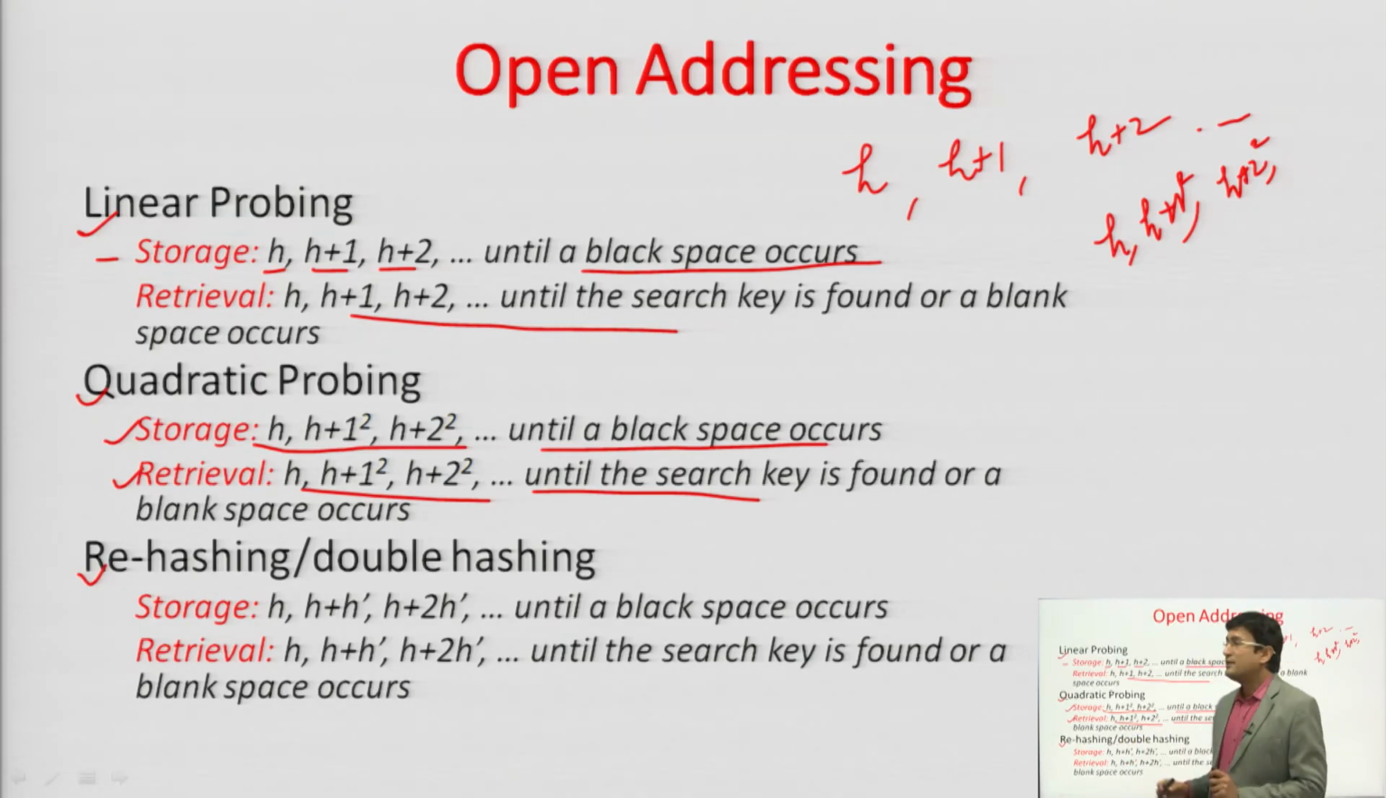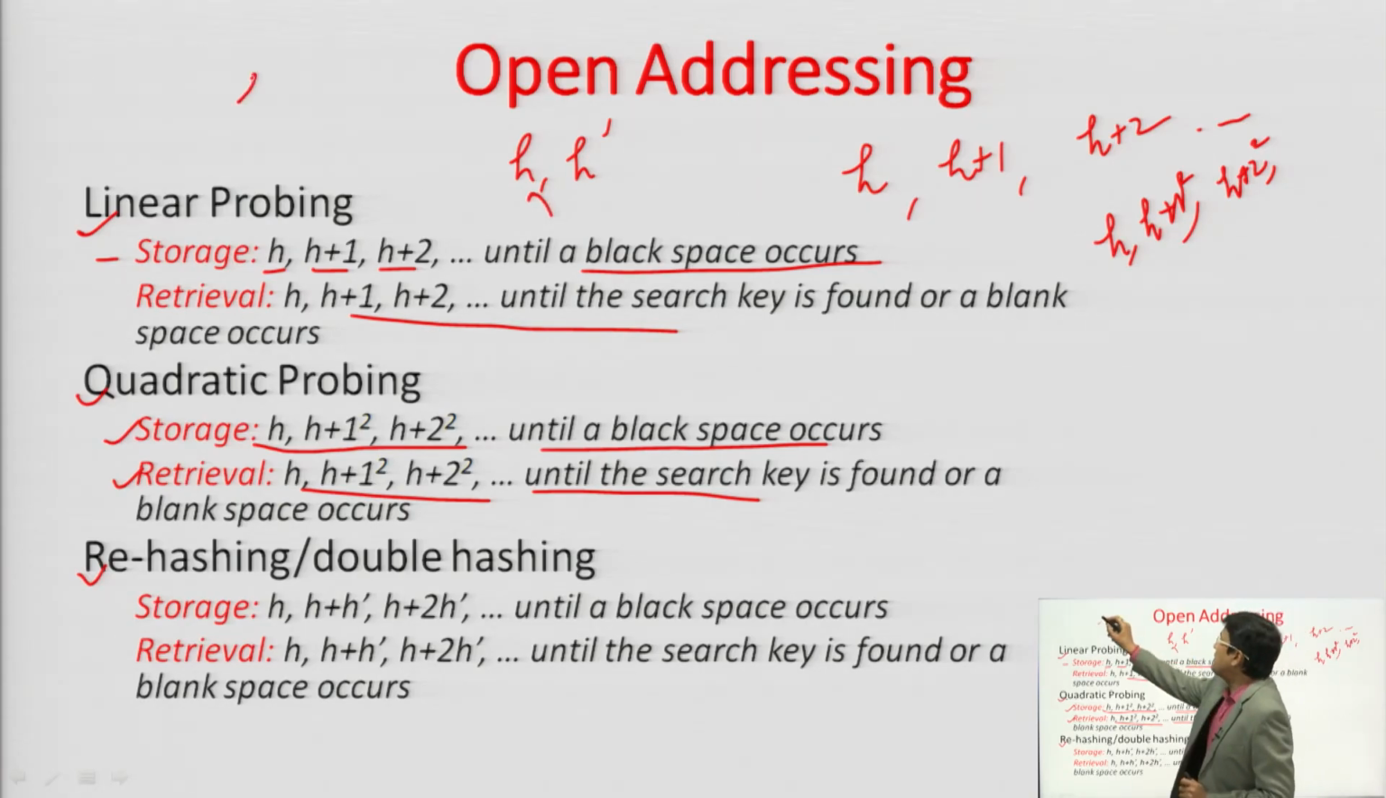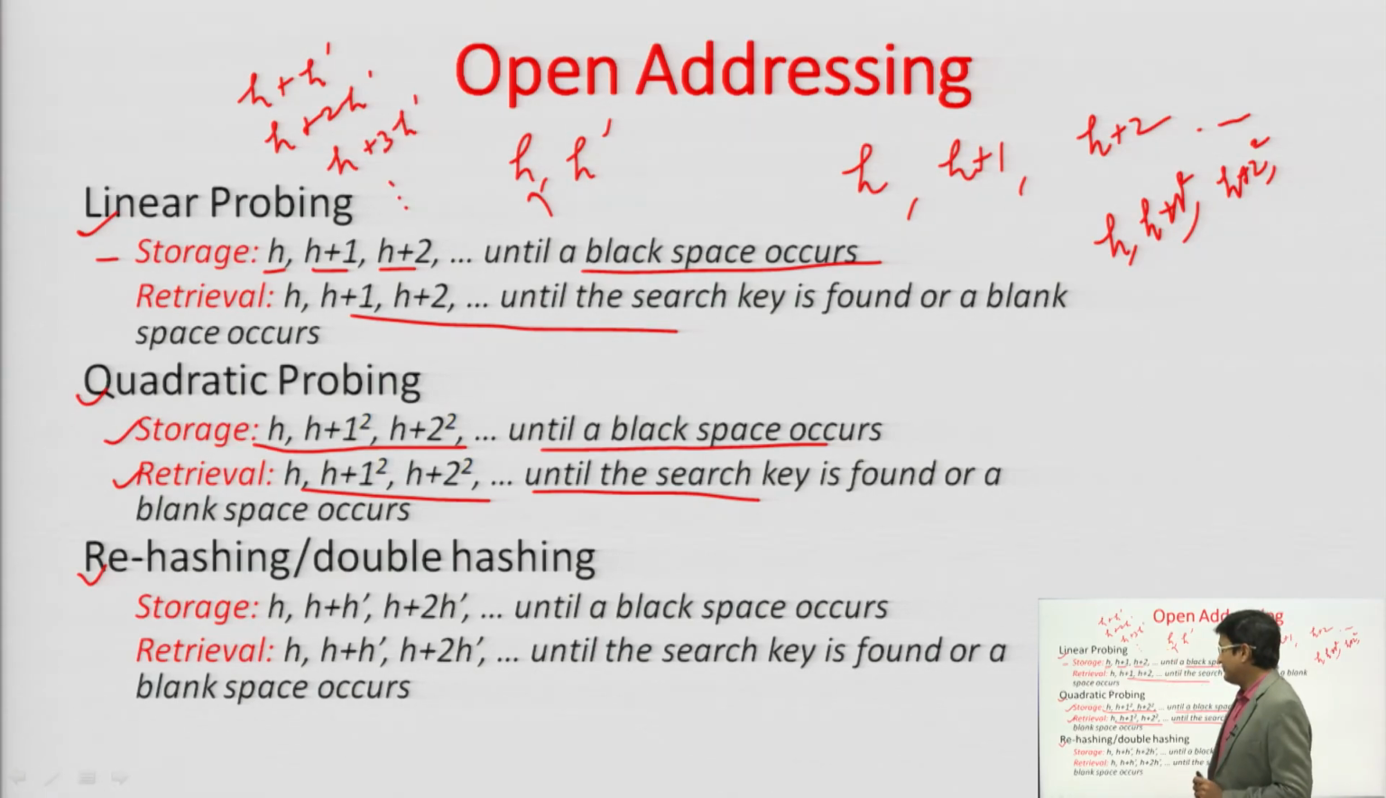डबल हैशिंग मेथड सेज कि अगर आपने h कैलकुलेट कर लिया है तो आप एक h डैश भी किसी मेथड से कैलकुलेट कर लीजिए. अगर h लोकेशन बिजी है तो आप h प्लस h डैश लोकेशन को चेक कीजिए कि क्या वो फ्री है. अगर ये फ्री नहीं है तो आप h प्लस 2h डैश लोकेशन को देख लीजिए कि क्या वो फ्री है. अगर ये भी लोकेशन फ्री नहीं है तो आप h प्लस 3h डैश लोकेशन को देख लीजिए, एंड सो ऑन सो फोर्थ. तो यही प्रोसेस रिट्रीवल का भी होगा, यही प्रोसेस स्टोरेज का भी होगा. So these are the three methods in the open addressing: linear probing, quadratic probing, and rehashing or double hashing.